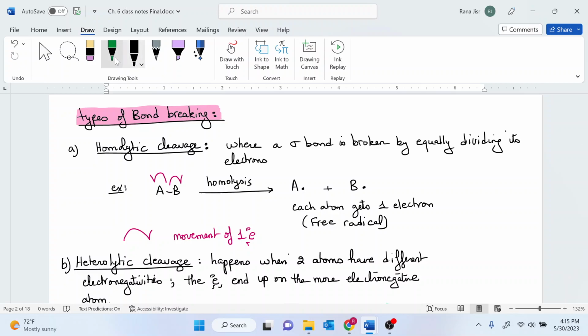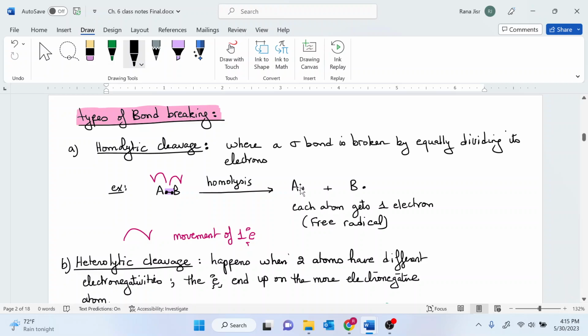So you are breaking the sigma bond. So this is the sigma bond that you are breaking. And we know that every bond is made up of two electrons in there. Okay. So the first type of breaking of the bond is whenever you break the bond in half and every atom in the reactants takes just one electron. This is called a homolytic cleavage, where the sigma bonds are broken by equally dividing the electrons in there.